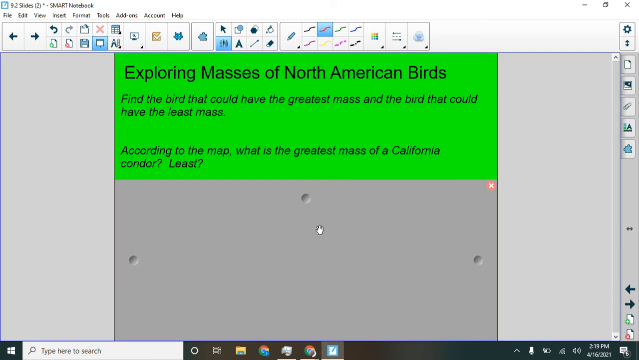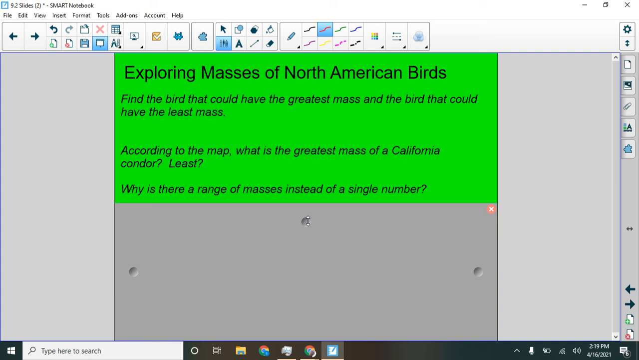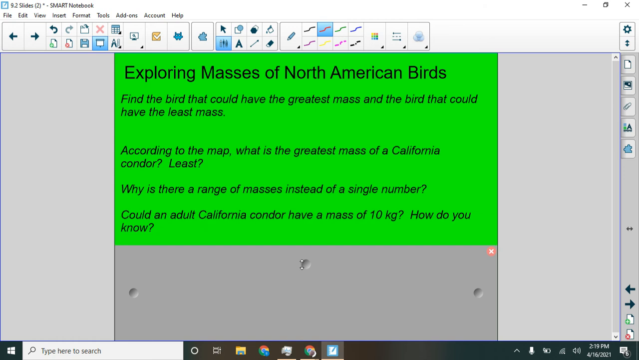But what we need to remember is this. Why do you think they give us a range of masses? Right? So they say anywhere between 8 and 14 kilograms. Why give that spread? Why give that range? Well, they're not all going to weigh the exact same amount. Think about your parents. Do they weigh the exact same amount? And do they all weigh the exact same amount as all of your friends' parents? No, there's a range of weights in adult humans, or masses in this case. Same thing with these birds. Some are bigger and some are smaller.